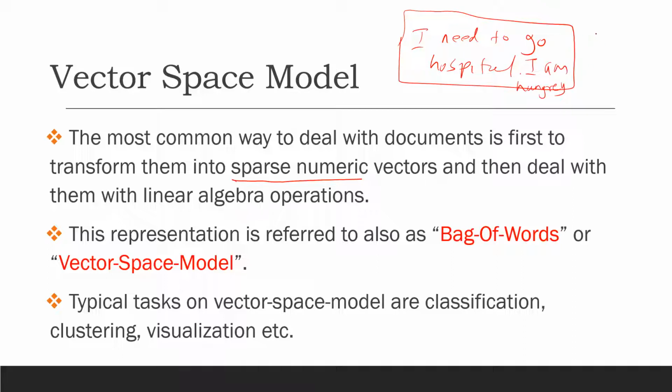Now I need to find how many times I is there. Two times. How many times is need there? One. To is one. Go is how many times? Likewise, you need to complete this. This is called the vector space model. We also call this a bag of words. Sometimes we ask you to explain the vector space model or the bag of words model. Both are saying the same thing that we discussed here.